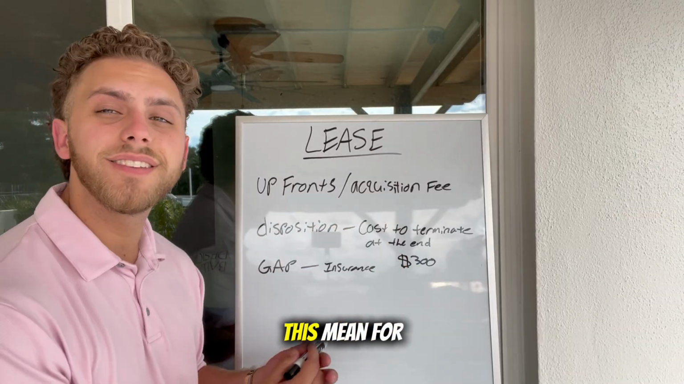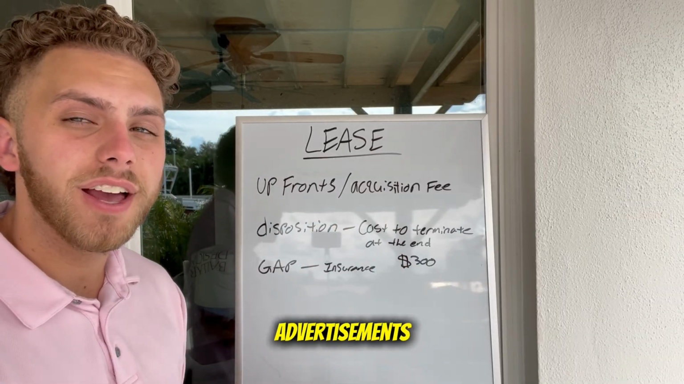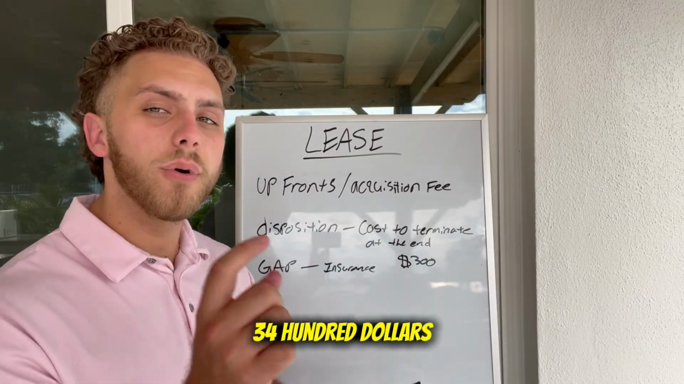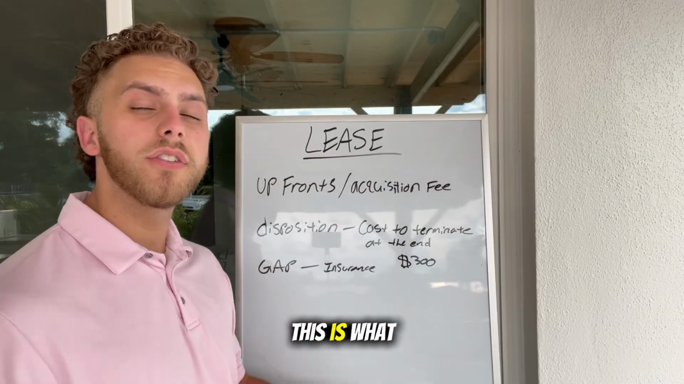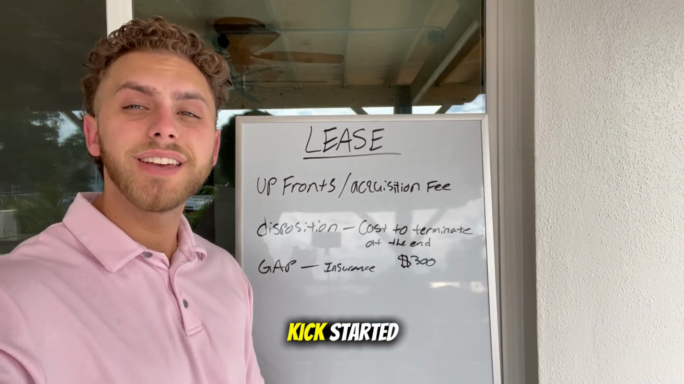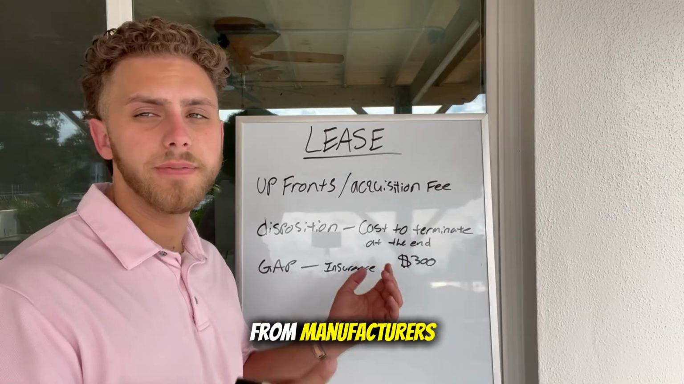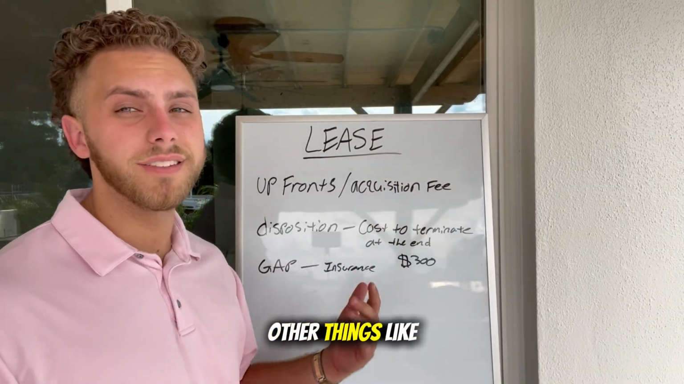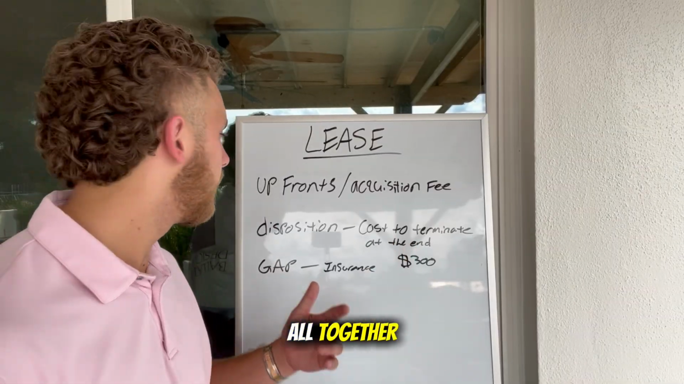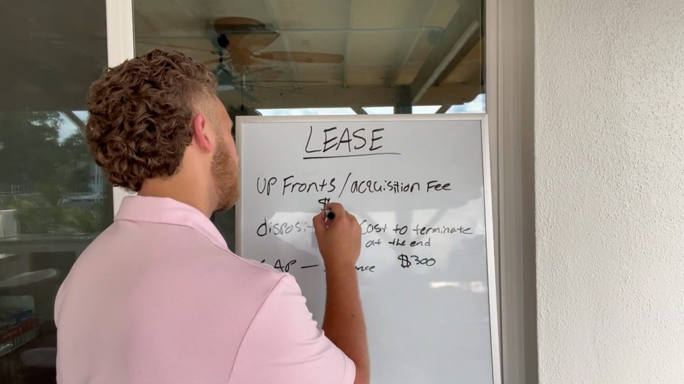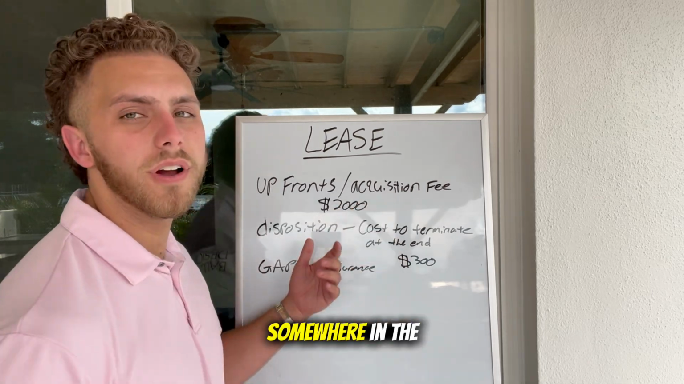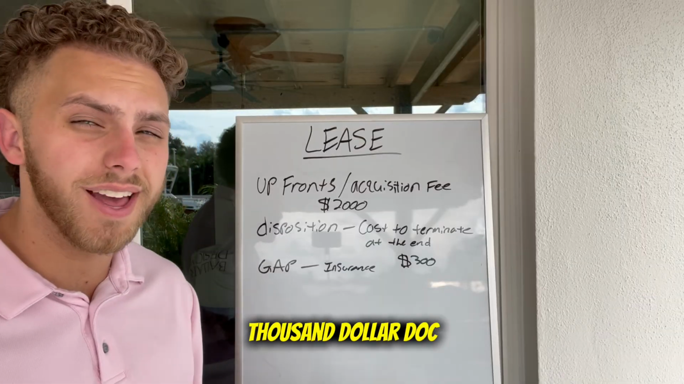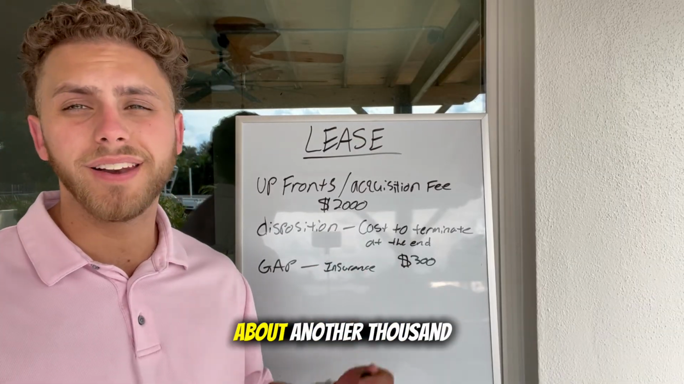So what does this mean for you? This is typically when you see advertisements, $3,400 down, $300 a month on a car. Well, that $3,400 down covers your upfronts. This is what it costs to actually get your lease kickstarted. This completely ranges from manufacturers, and this includes your doc fees, your registration fees, and a couple other things like that. It just handles all that stuff all together. This is typically somewhere in the neighborhood of around $2,000 or so to get everything started, between your $1,000 doc fee, your acquisition fee, which is typically about another $1,000.